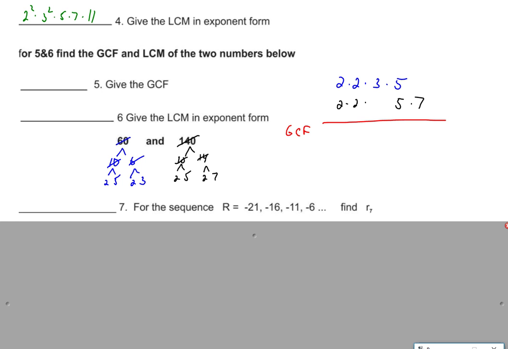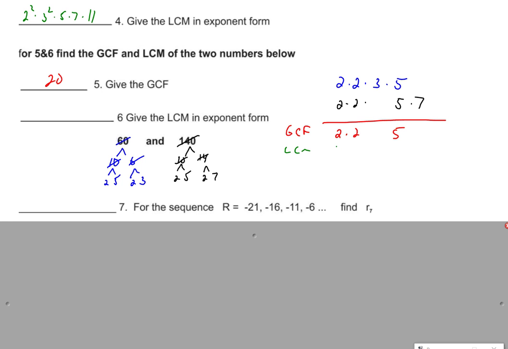So hopefully you got 2 times 2 times 3 times 5 for the first, and 2 times 2 times 5 times 7 for the second. Now I'm ready for my GCF. Where do I have full columns? 2 and 2 and 5. 4 times 5 is 20. How many got that one correct? Now again, if you factor wrong, you're going to get it wrong.